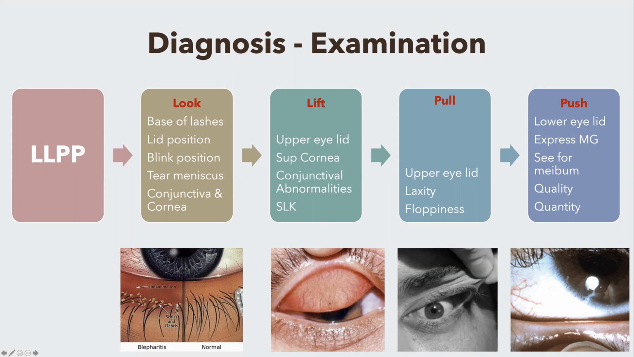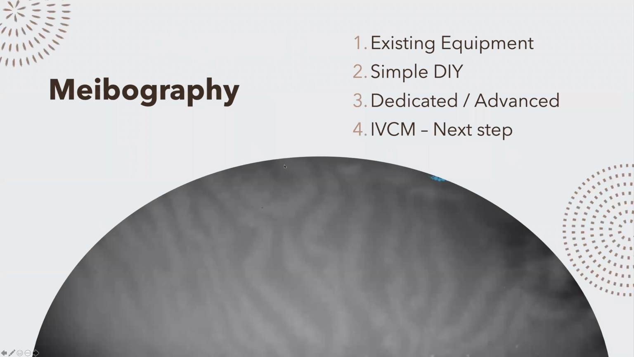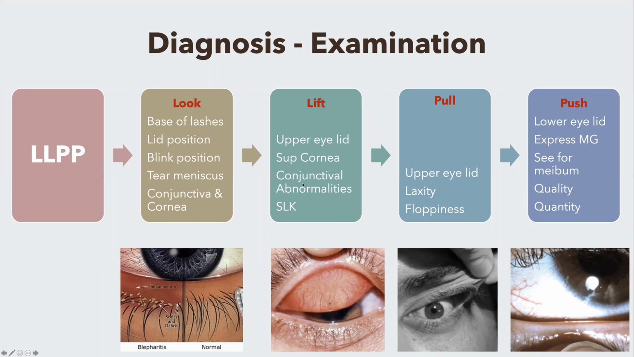Next step, lift the upper lid, which most of us commonly don't do. When you lift the upper lid, you'll be able to visualize the superior cornea and also look at the conjunctival abnormalities in the upper tarsal conjunctiva and rule out any SLK changes. After that, you pull the upper lid to look at laxity and floppiness. Finally, you push the lower lid and try to express the meibomian gland and look at the meibum's quality and quantity.